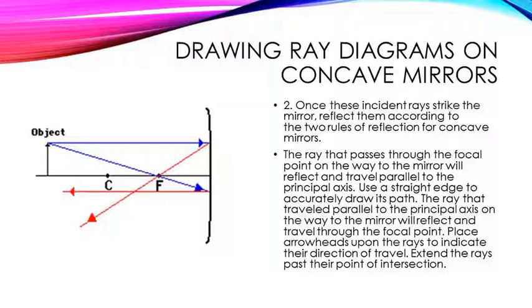Once these incident rays strike the mirror, reflect them according to the two rules of reflection for concave mirrors. The ray that passes through the focal point on the way to the mirror will reflect and travel parallel to the principal axis. Use a straight edge to accurately draw its path. The ray that travels parallel to the principal axis on the way to the mirror will reflect and travel through a focal point. Place arrowheads upon the rays to indicate their direction of travel. Extend the rays past their point of intersection.